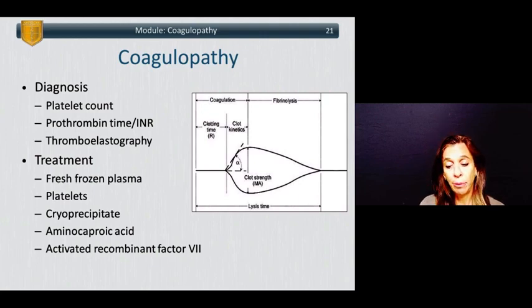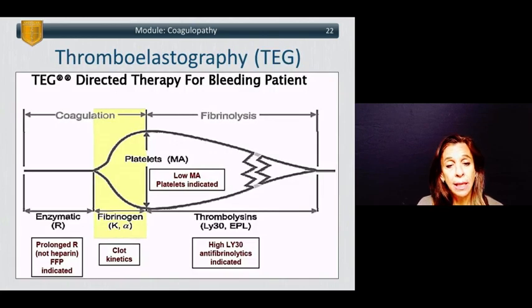This is a pictorial of a TEG, and you can see that the different components of it assess coagulation versus fibrinolysis, and can be used to assess both clotting time as well as clot strength and lysis time. TEG is typically used only under sort of special circumstances. It is a little complicated to evaluate, but they do like to ask questions on the boards.